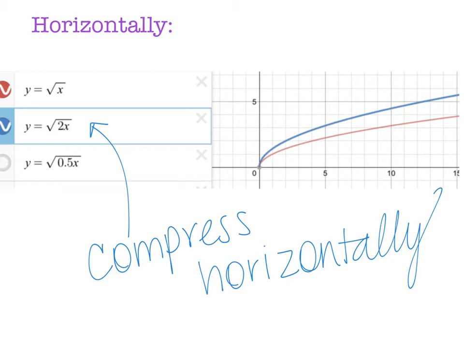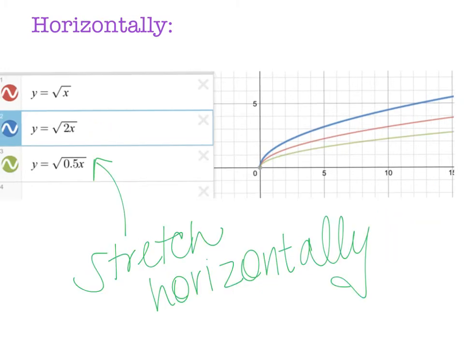So it's kind of like saying, as I go along this x-axis here, or the horizontal, it's actually compressing it. So when you compress something, think about a spring. If I push it in, it's actually going to get higher. So that's why the graph looks like that when you compress horizontally.